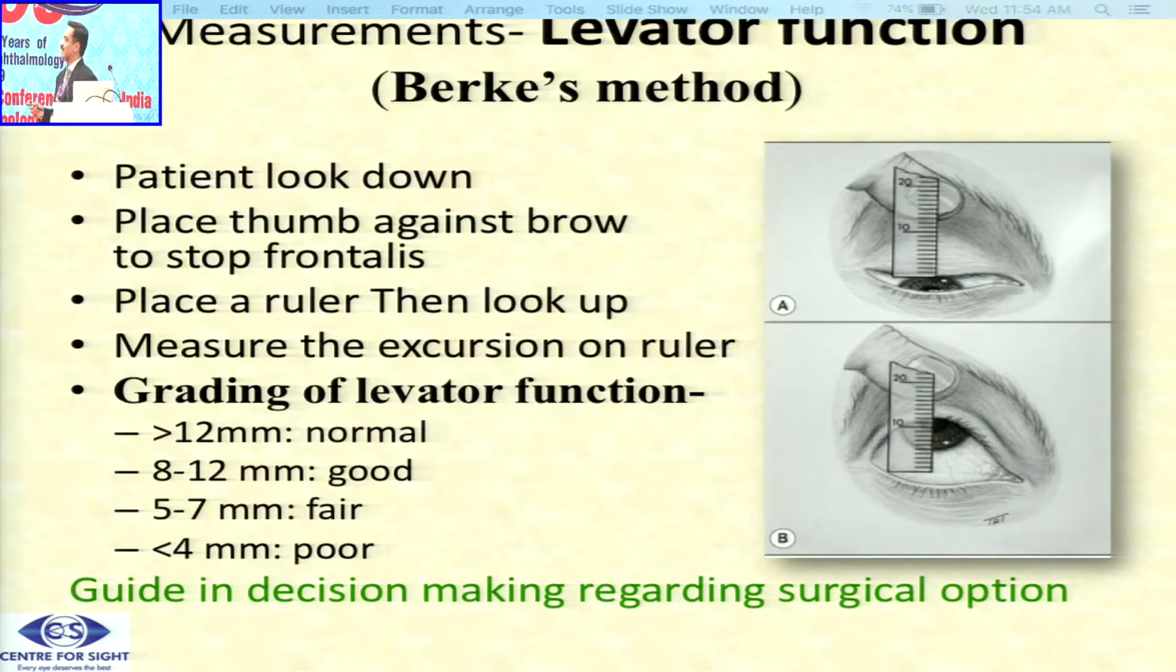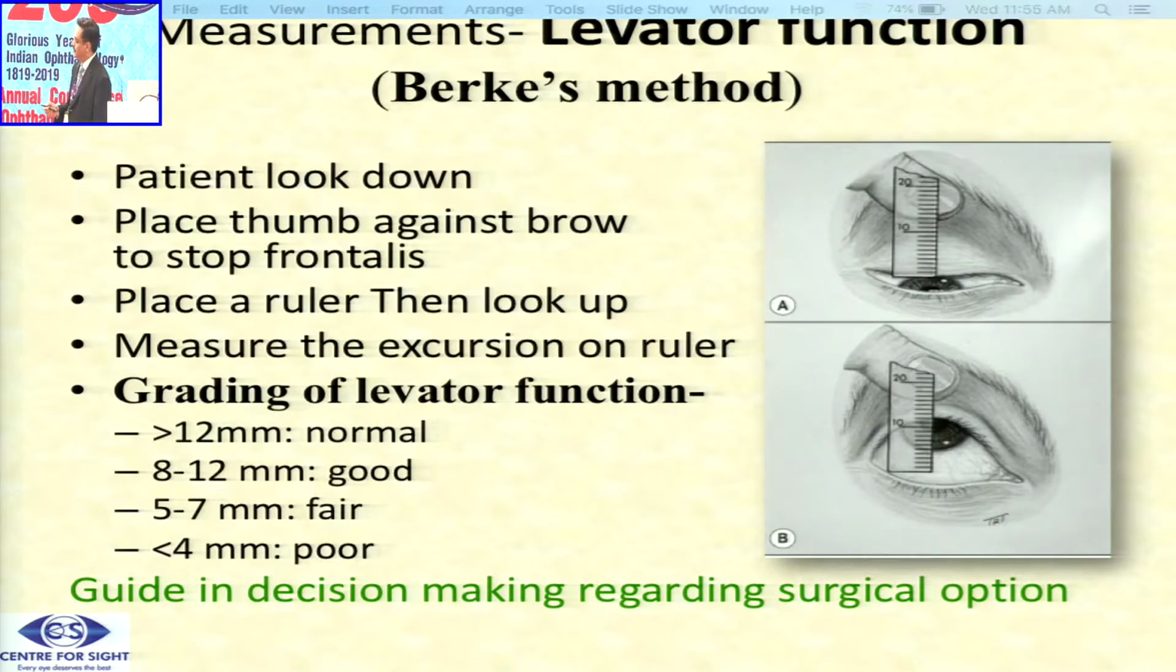Now, how to measure levator function? Burke's method. Very important, you are supposed to do this test in your examination. You tell the patient to look down. You place your thumb directly above the brow to stop the frontalis from acting. Place a ruler and check the excursion of the lid. These are the grades: less than 4 mm poor levator function, 5 to 7 fair, 8 to 12 good, and more than 12 is normal.